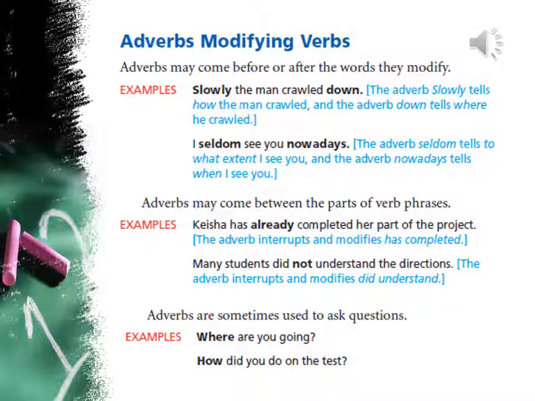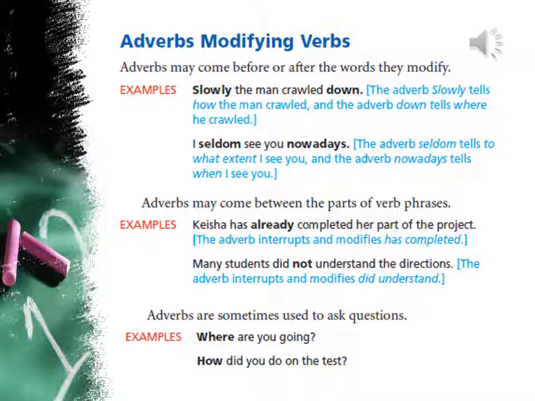Remember that adverbs may come between the parts of verb phrases. Keisha has already completed her part of the project. Notice how the adverb already is interrupting and modifies has completed. So it's right in the middle. It modifies has completed, but it's not before has completed or after. It's right in the middle. Many students did not understand the directions. The adverb not again interrupts and modifies did understand.